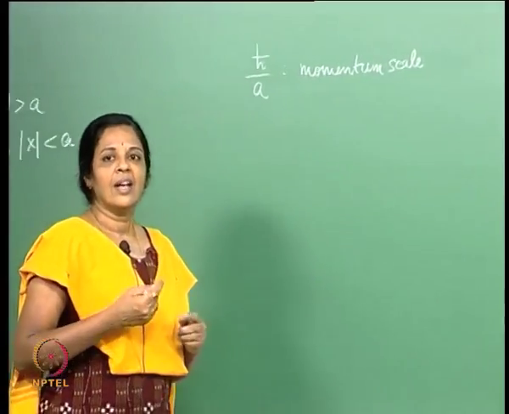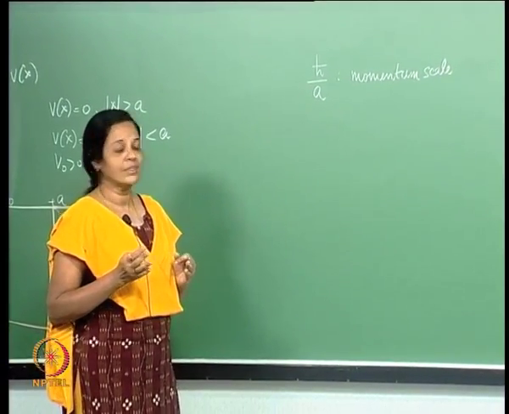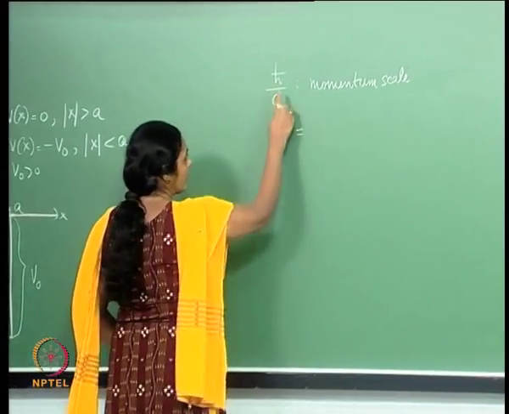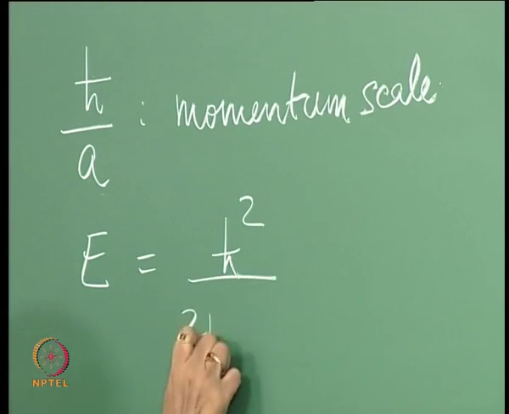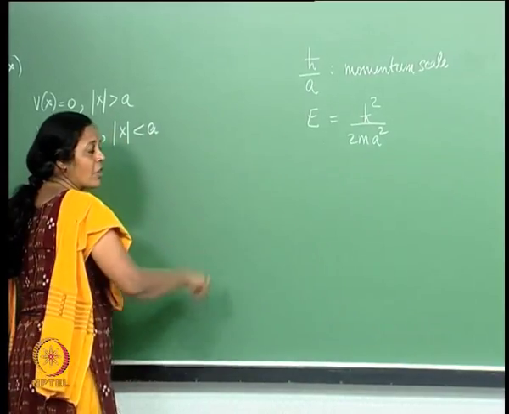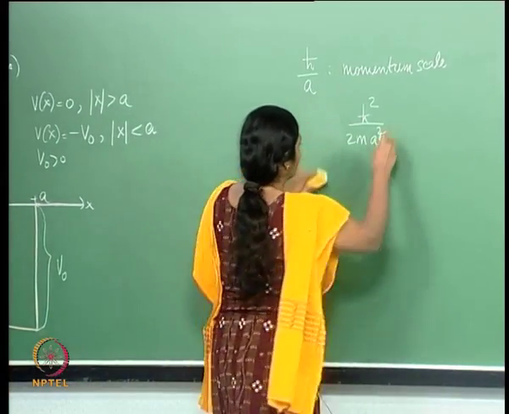Then an energy scale naturally emerges in this problem. So I have an energy which is given by p squared by 2m, which is h cross squared by 2ma squared. Now this object has the dimensions of energy. This is clearly not going to be the energy of the particle. I am saying that this is an energy scale.